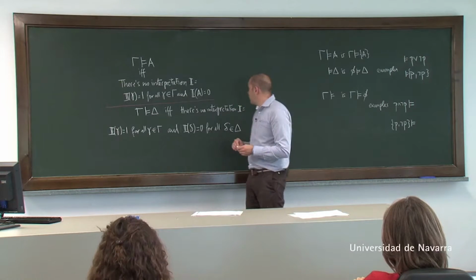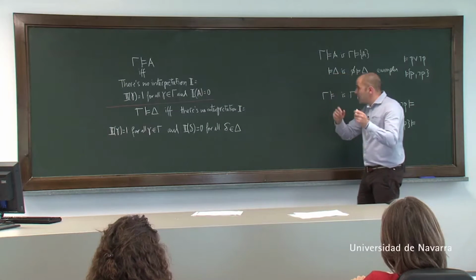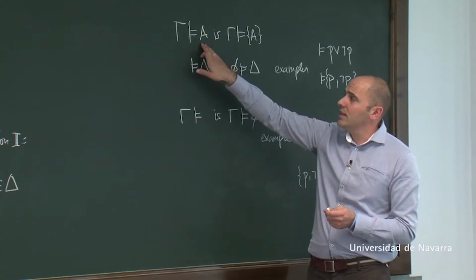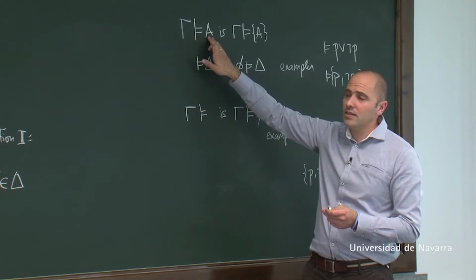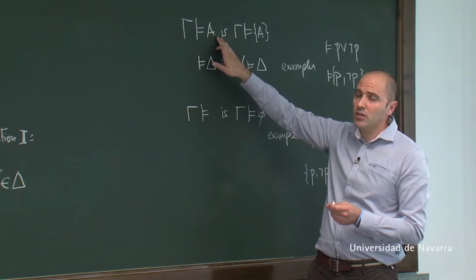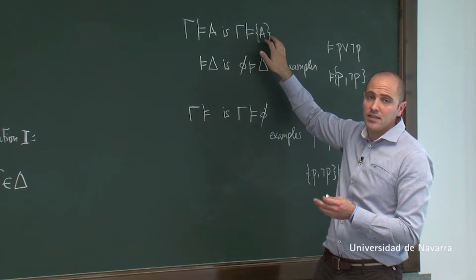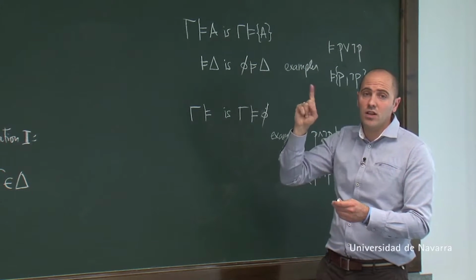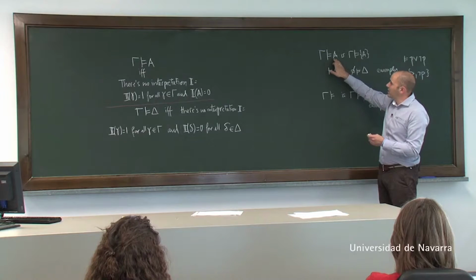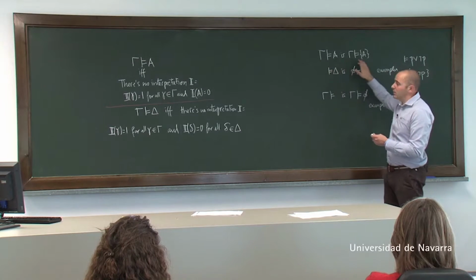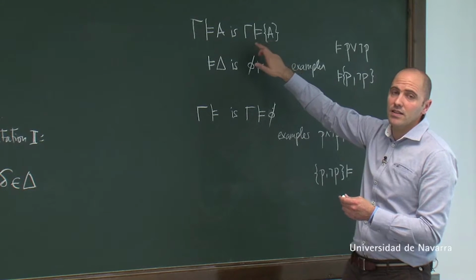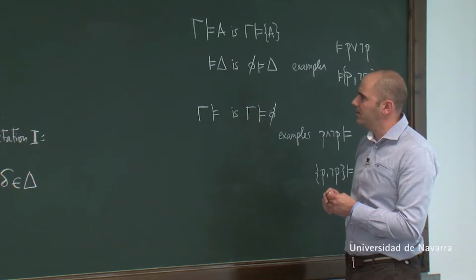Now some examples. Come with me. Our first definition for single conclusions is a particular case where the set delta of conclusions contains just one element. So that A is a consequence of gamma means that the set containing A is a logical consequence of gamma.